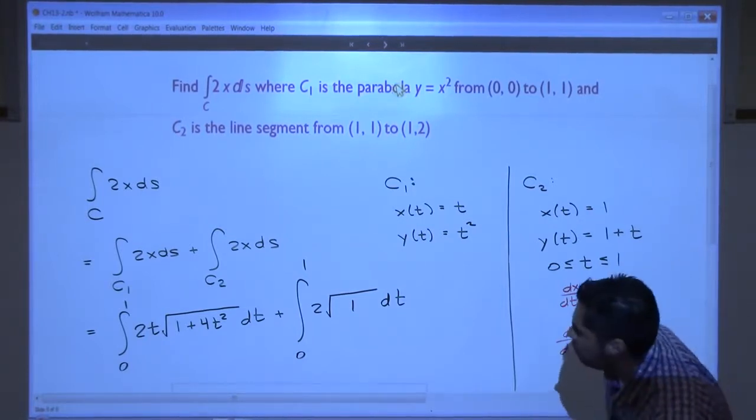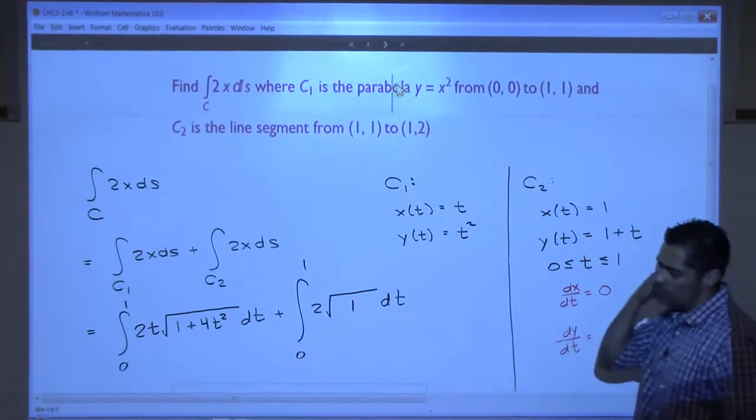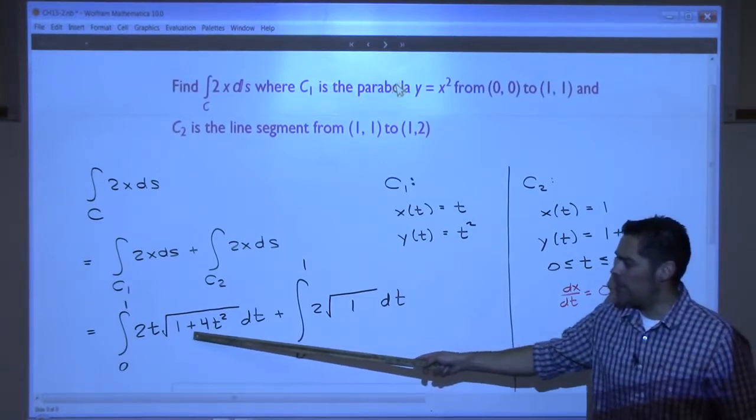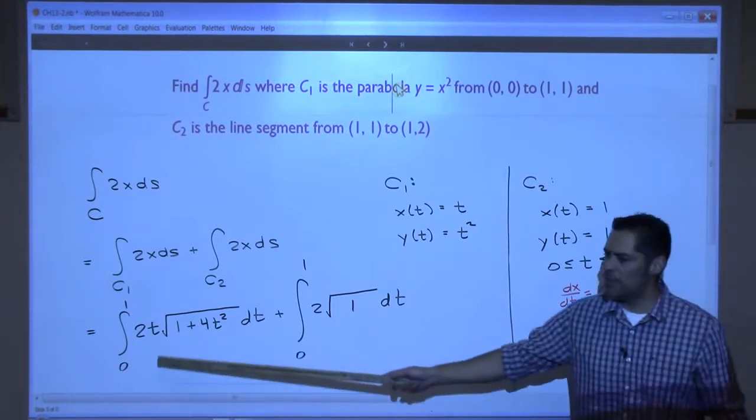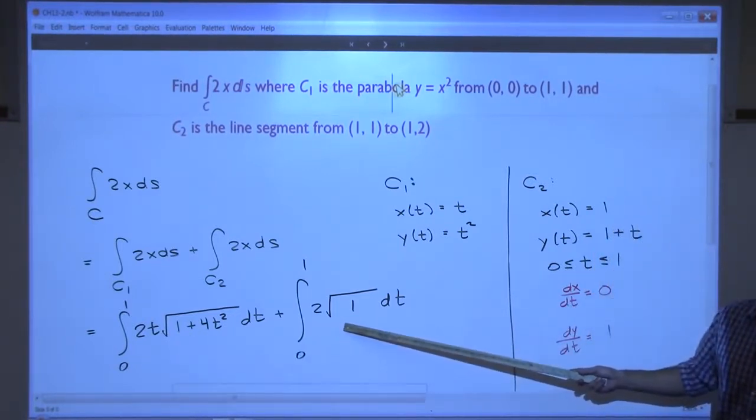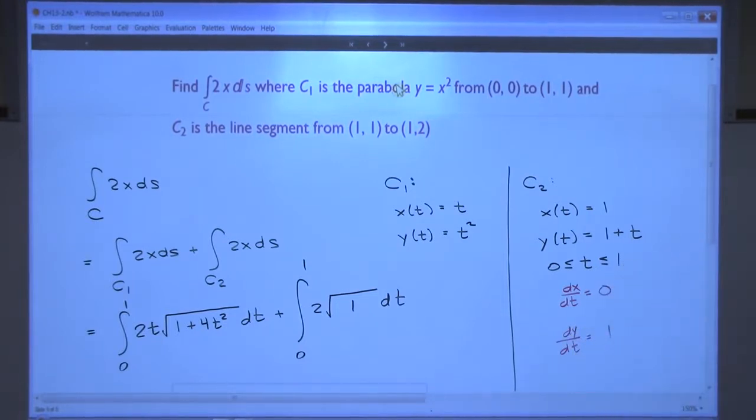How would you do this first integral? Just a u-sub? What would you use for u? 1 plus 4t squared? Because the derivative of that would be 8t, and you'll be off a little bit. So this is a basic u-sub. We'll move on. I won't get the numeric answer for that.